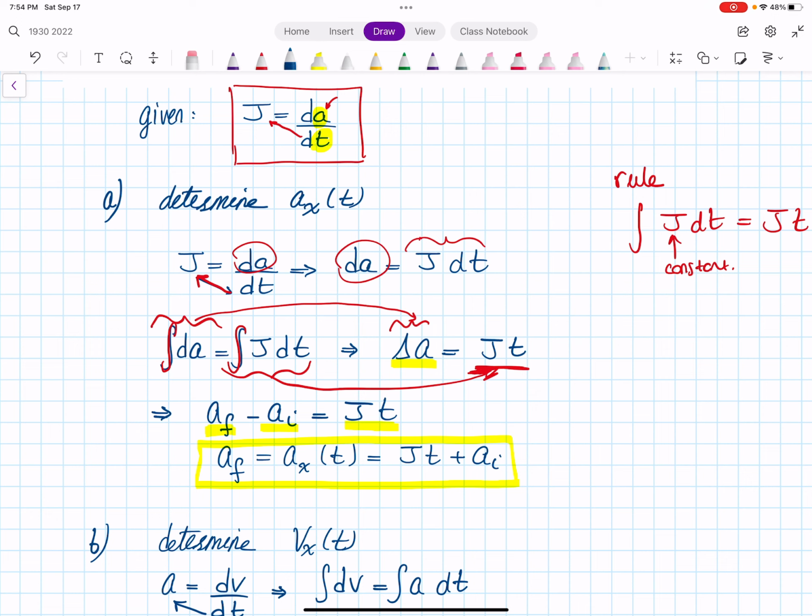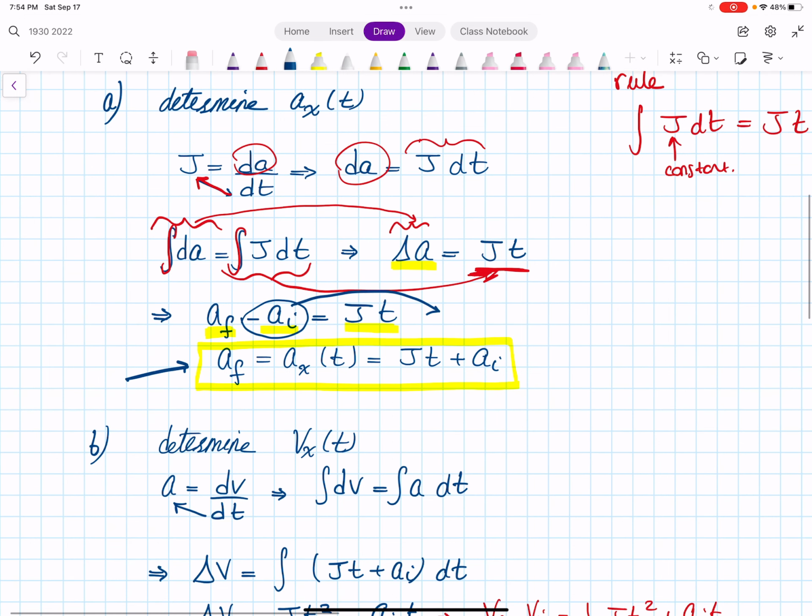What do you do lastly? You just move the initial acceleration to the other side of the equation. Go to the next line, the final acceleration or the acceleration for all times. They mean the same thing, you're just using different symbols. Is equal to jt. That was the term we already had. And the second term coming from the other side of the equation is the initial condition. This is the solution, everybody. Here we have the solution. And you have to memorize it for the upcoming exam.